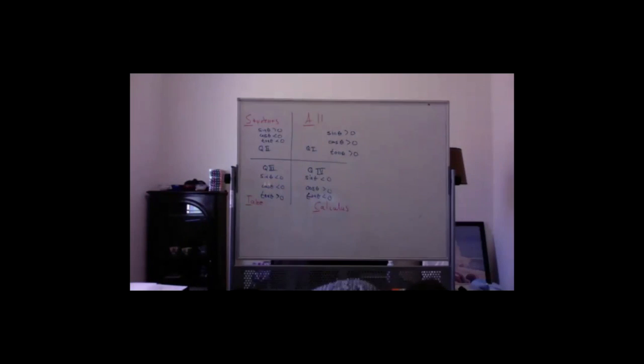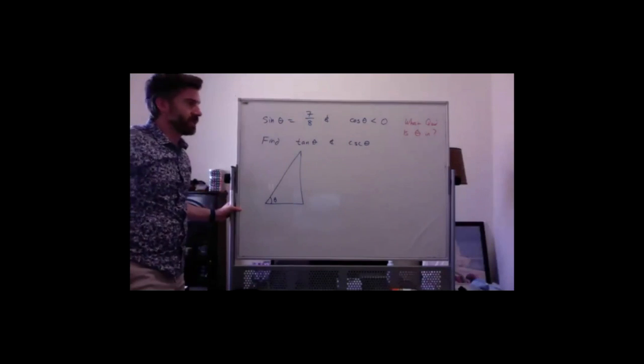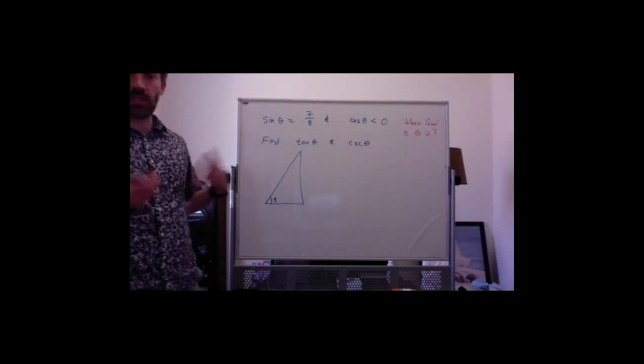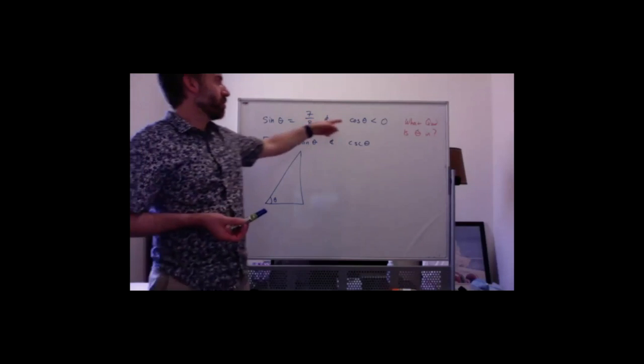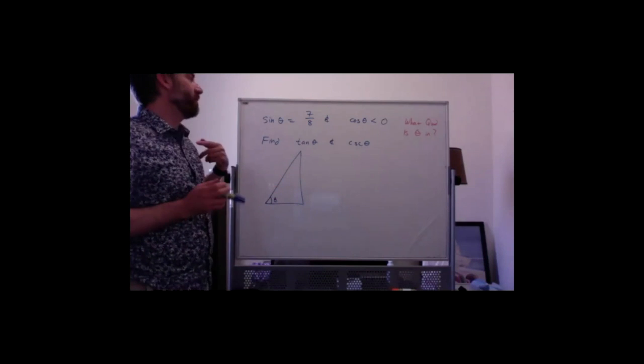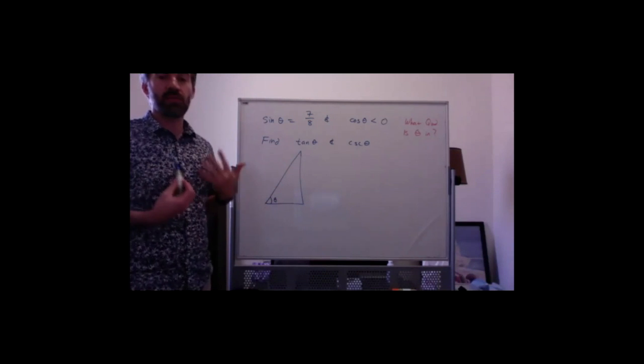So now, what I want to do is drop my pen. Not really. What I want to do is look at this example. So here we have sine of theta is equal to 7/8. We know that cosine of theta is negative, and we're being asked to find tangent of theta and cosecant of theta. And so there's a couple things we need to do.